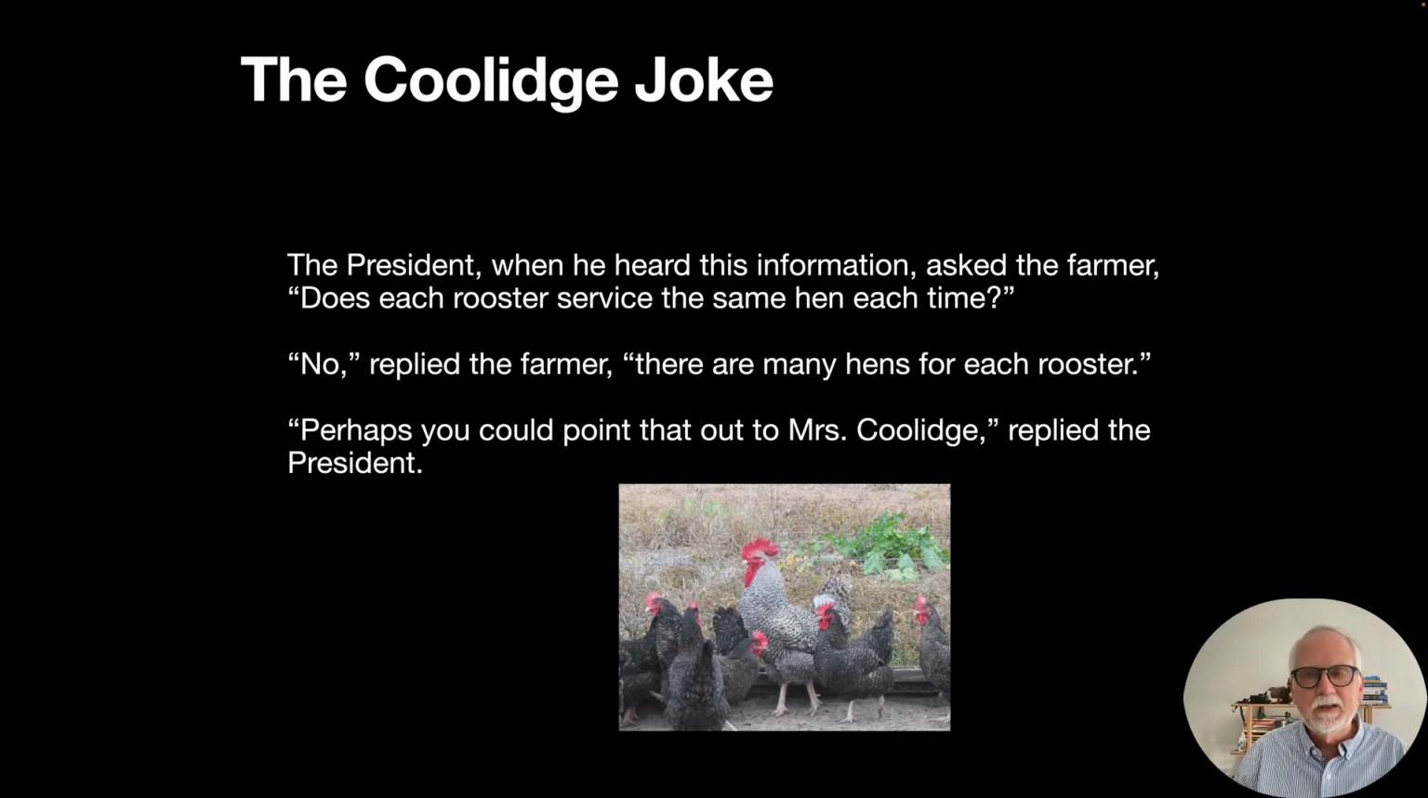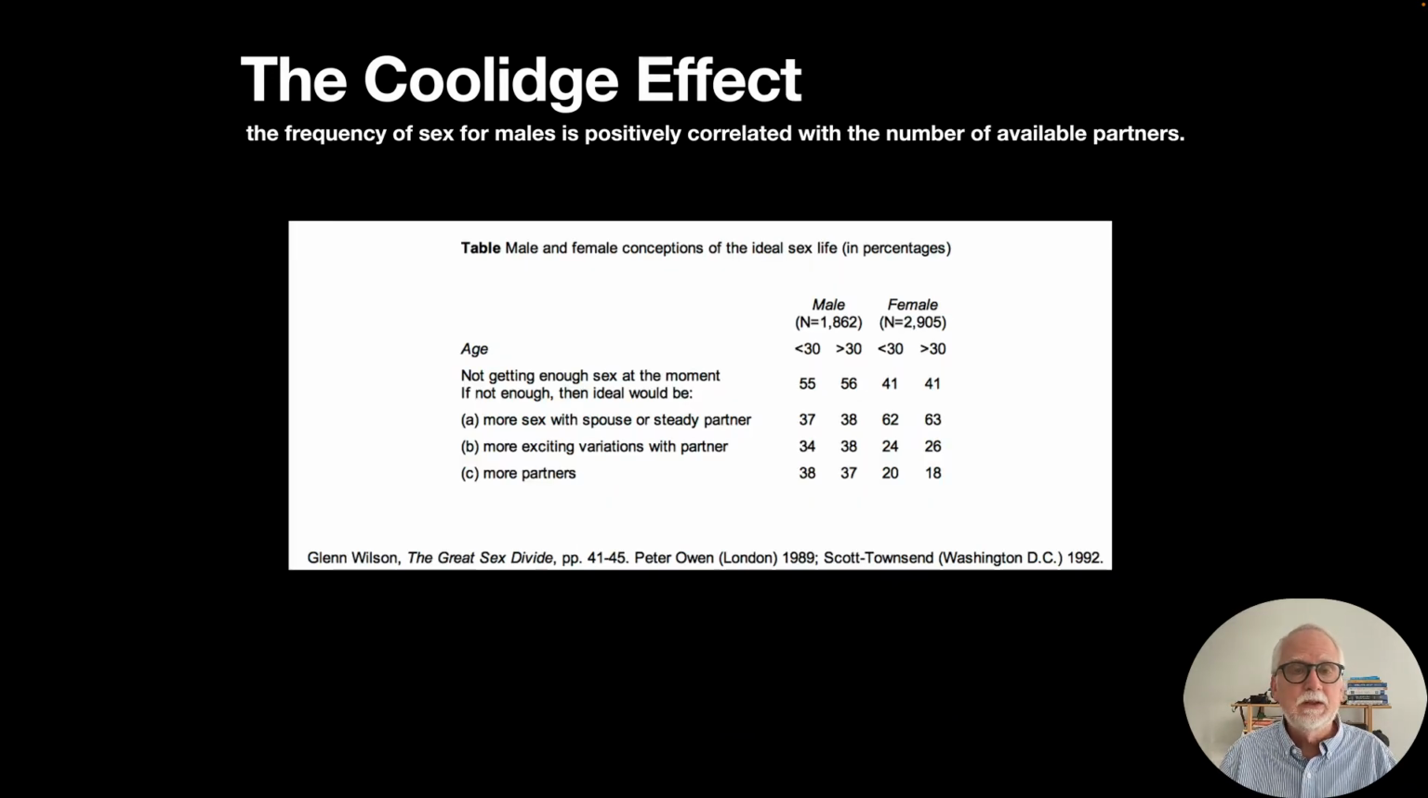This leads us, though, to what's known now as the Coolidge effect. And the idea is that the frequency of sex for males is positively correlated with the number of available partners. Okay? So it's going to say that if there are more partners around for a male to mate with, they're just going to have more partners because of that. So this one rooster has a whole lot of hens around him, he's going to have more chances for having sex because he's got more partners. That's the Coolidge effect. And here's a study that kind of supports this in humans.